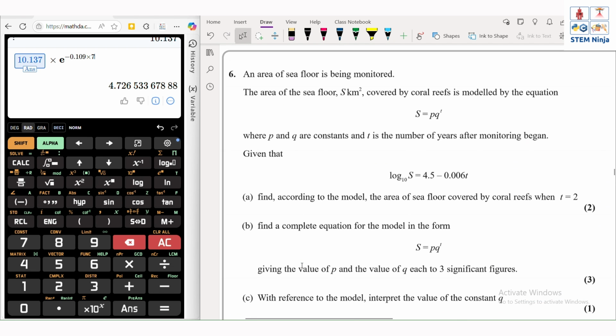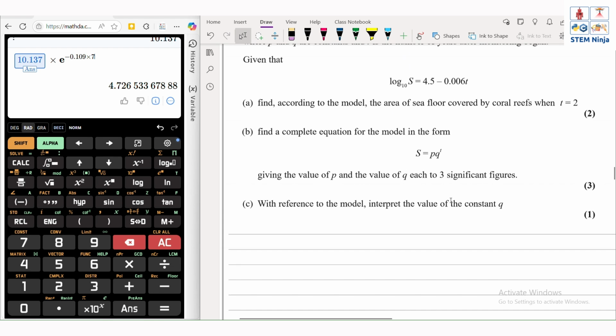An area of the sea floor is being monitored. The area of the sea floor, S kilometers squared, covered by coral reefs, is modeled by S equals P Q raised to power T, where P and Q are constants and T is the number of years after monitoring began. Given that log 10 S is equal to 4.5 minus this, find, according to the model, the area of the sea floor covered by coral reefs when T is equal to 2.